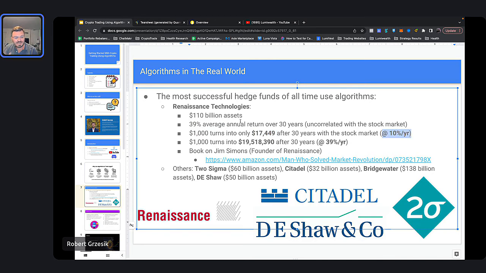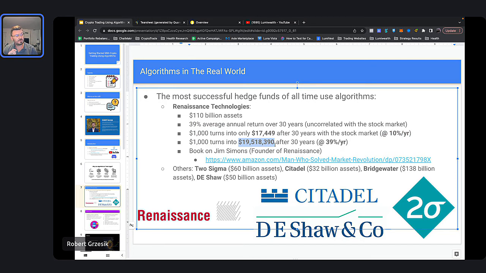If you instead invest into Renaissance Technologies, you put that same $1,000, instead of 17,000 after 30 years, you'd have 19.5 million. Okay, that's how big of a difference 40% is from 10%. This is compound interest, right? So you're not getting 4 times the amount of money, you're getting 4 times the amount of money every year for 30 years straight, right?